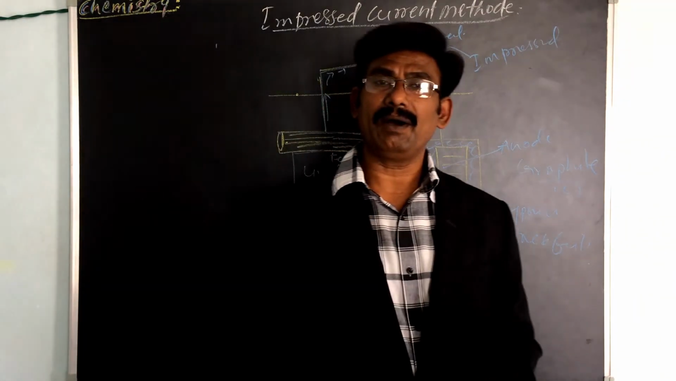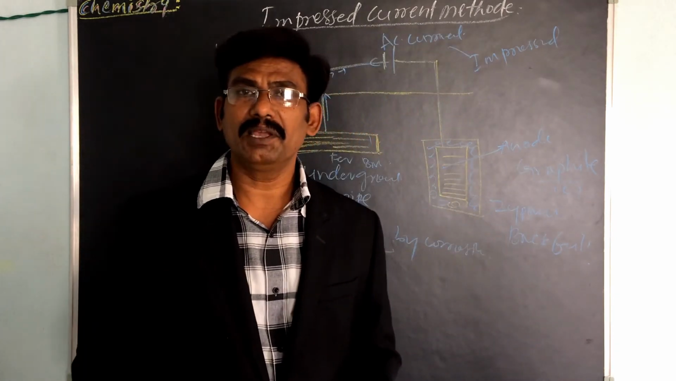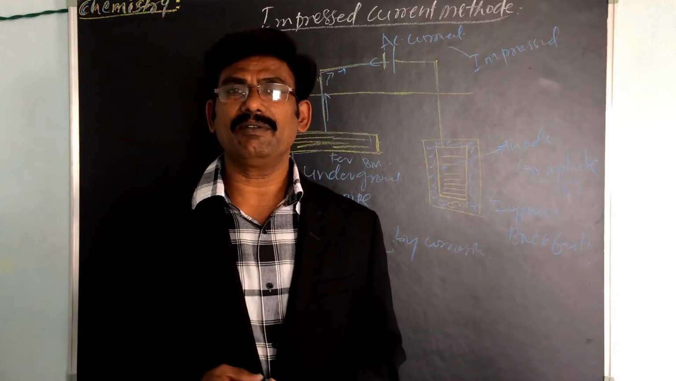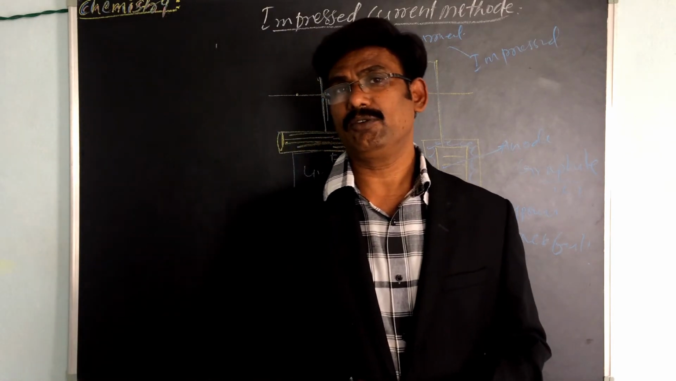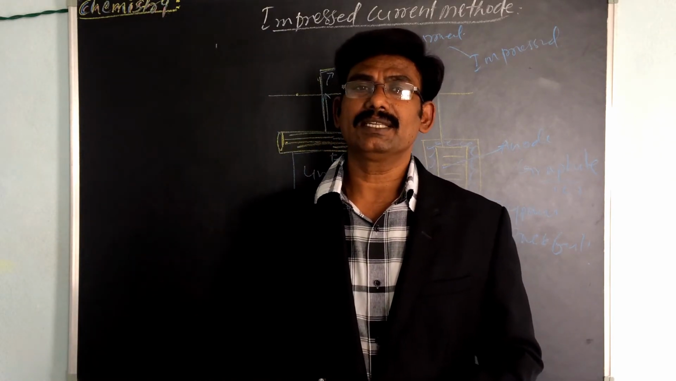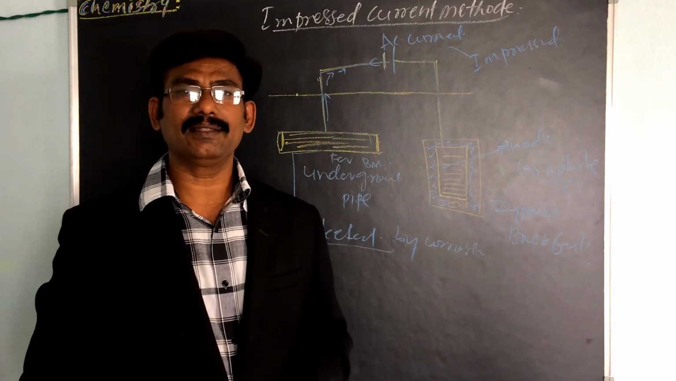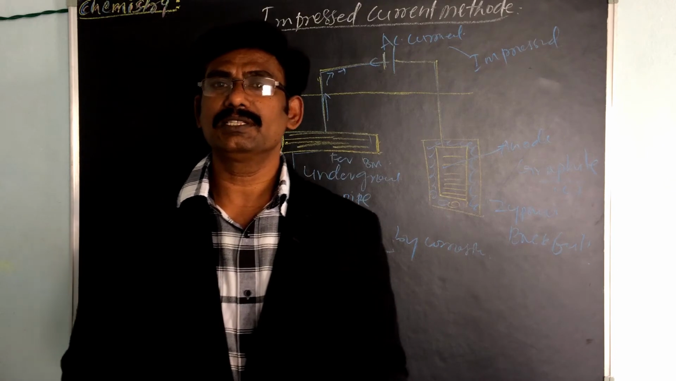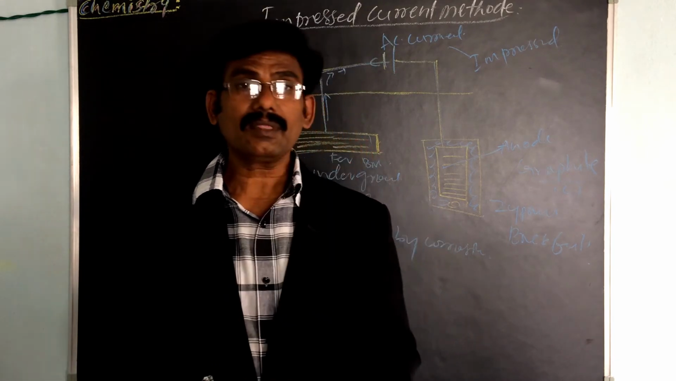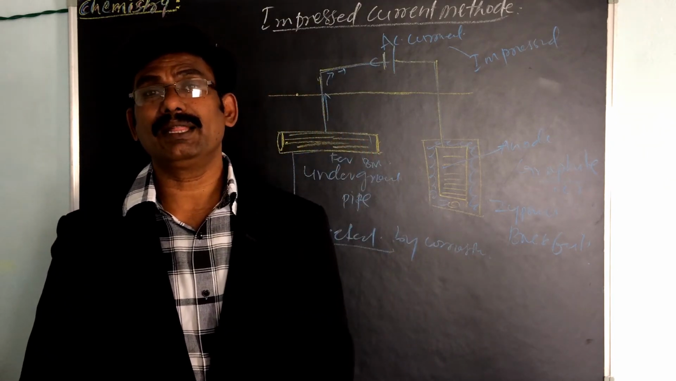In the impressed current method, external power is required, whereas in the sacrificial method, external potential is not required. So the disadvantages are more here, because extra current has to be used in this method. This is one method.